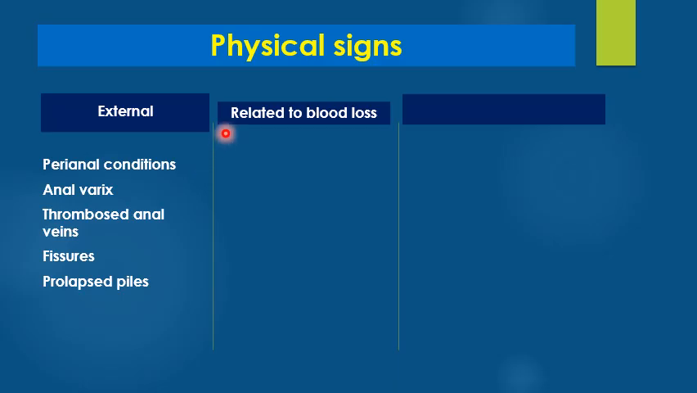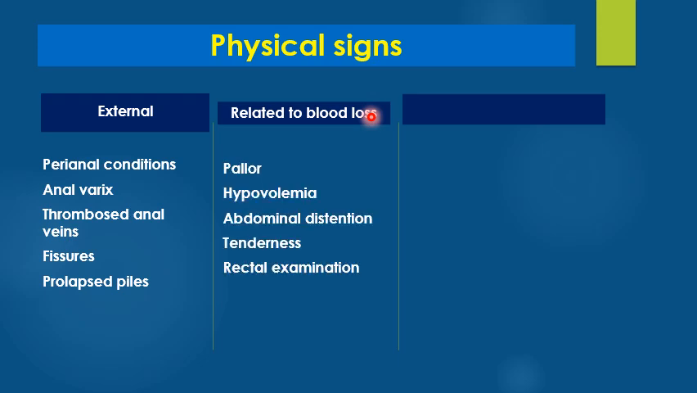The second category is related to blood loss. Patients present with signs related to the blood loss, and these include pallor, hypovolemia, abdominal distension, and tenderness in the abdomen, and rectal examination may show fresh blood, and there may be a palpable mass in the rectum if it is malignancy.